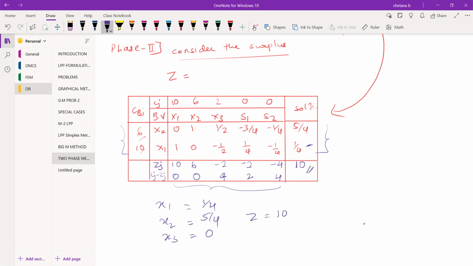10, ma'am. Okay. So you can just cross check by taking the Z equation. Z is 10x1 plus 6x2 plus 2x3, ma'am. Yes. You can substitute and see. 10 into 1 by 4 plus 6 into 5 by 4 plus 0. So are you getting 10 and 10 here?